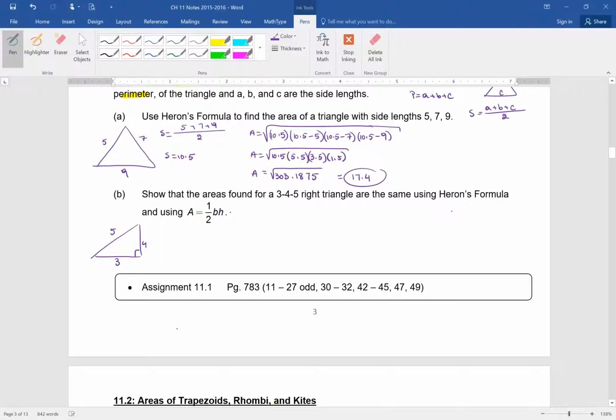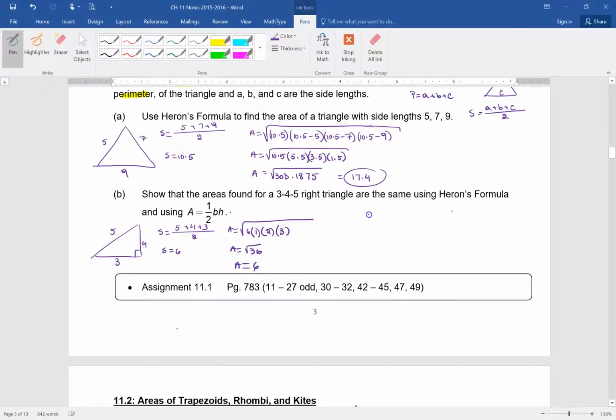Now, using Heron's formula, S is equal to 5 plus 4 plus 3 over 2, so S is equal to 6. And if you put it in the area formula, then what you get is 6 times 6 minus 5 is 1, 6 minus 4 is 2, 6 minus 3 is 3. So area is equal to the square root of 36, which is equal to 6.